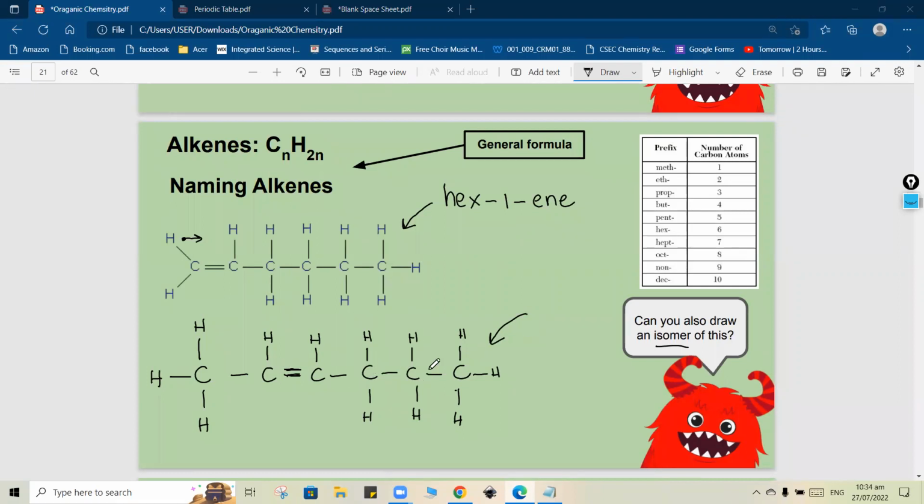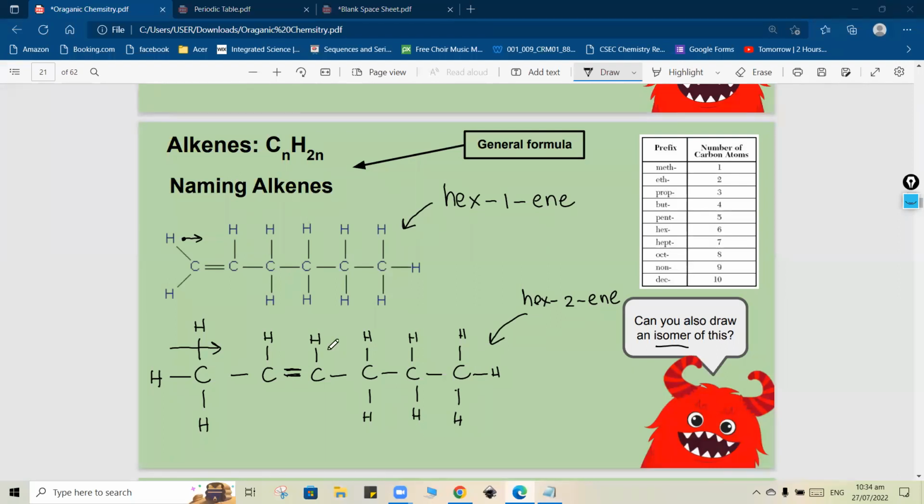Well, what would be the name of this isomer? Perfect. You guys are getting it correct. It's hex-2-ene, because if we walk from this direction, the double bond is first accessible at the second carbon.